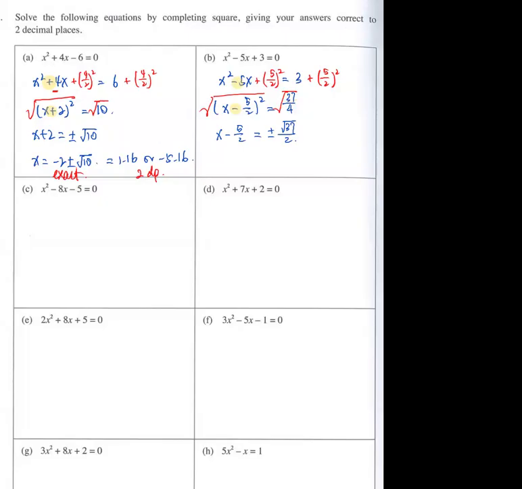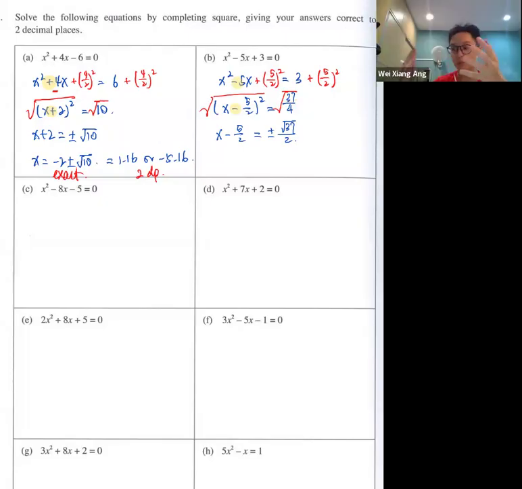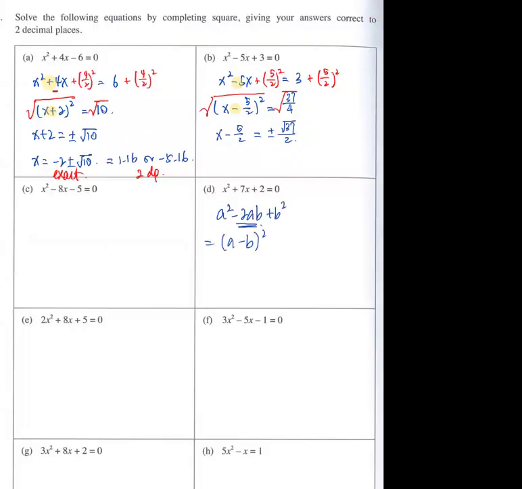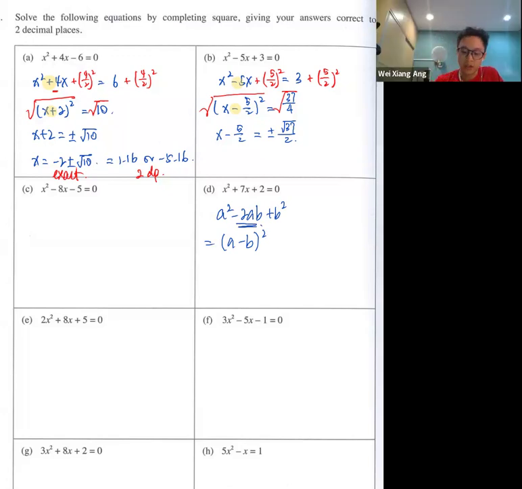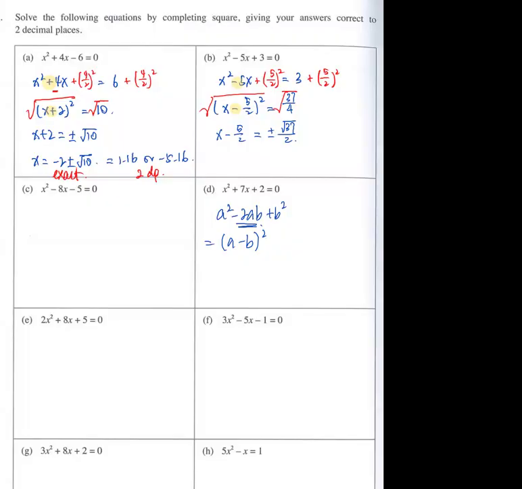Wait, why is it x minus 5 over 2? What happened to the 5x? I factorized it already. Yeah, when a squared minus 2ab plus b squared, if I factorize this, it becomes a minus b whole thing squared. Your 2ab is gone. It's not gone, but it's factorized. Okay, common question. Anyway.